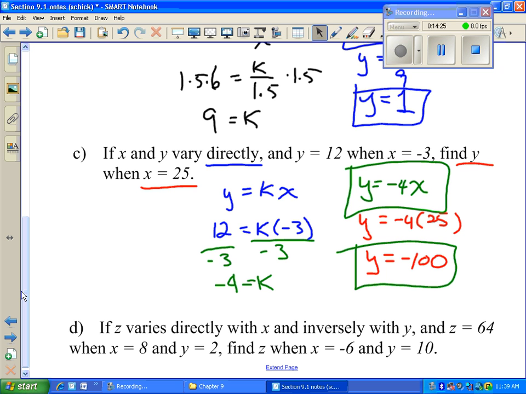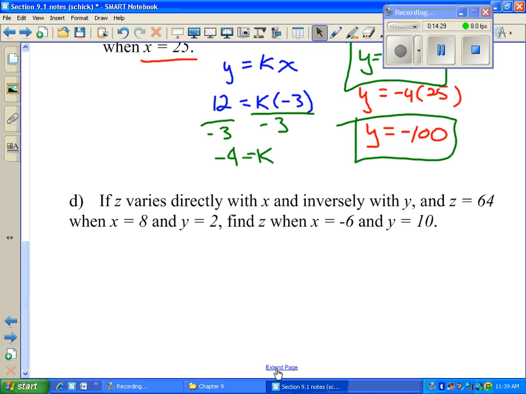Questions? Excellent. What other type of problem? I've talked about direct variation. I've talked about inverse variation. I haven't said much about joint variation. Joint variation only means I have more than one thing going on at a time. So let's look at letter D.